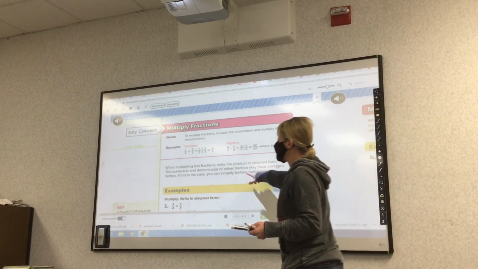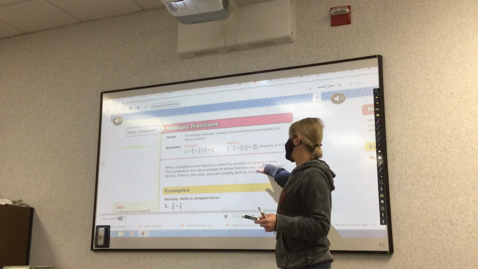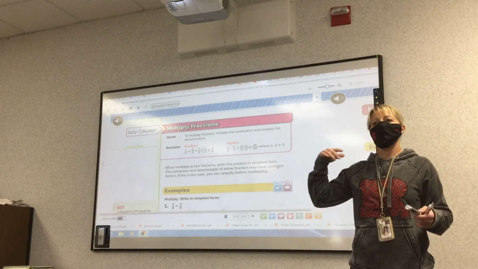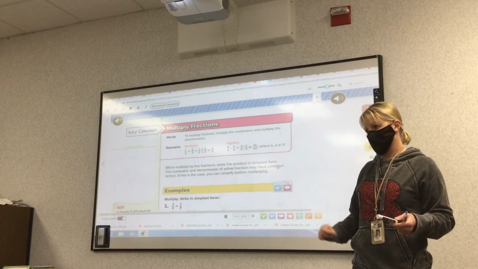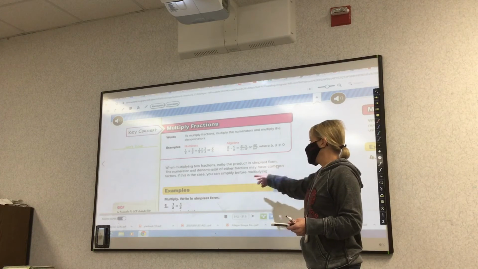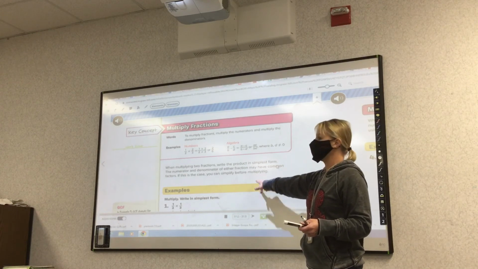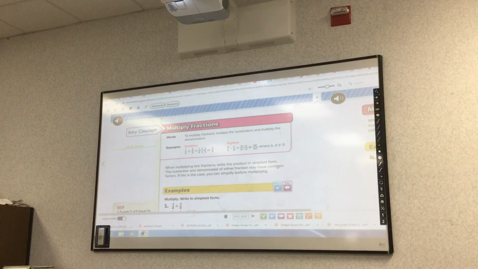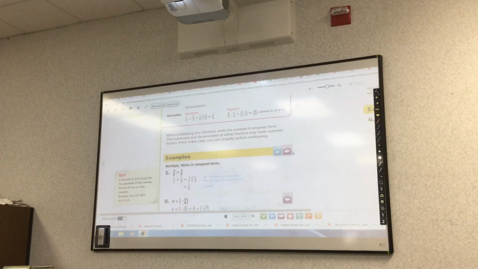Okay? Then it says when multiplying two fractions, write the product in simplest form. That's when I stress. Reduce it. Make it into a mixed number. Okay, don't leave it an improper fraction. And then it says, if this is the case, you can simplify before multiplying. So that's where we were just showing you multiplying first. Some of these are pretty easy.